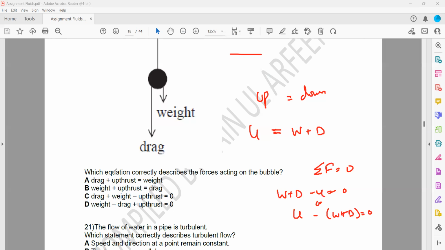So here, why is the first one incorrect? Because weight plus drag equals upthrust. That's why this is not correct. This one, weight plus upthrust, is wrong. It's weight plus drag equals upthrust. Here, weight plus drag minus upthrust: when we sum the downward forces and subtract the upward force, the result should be zero. There should be no resultant force. That's why option C is the right answer.